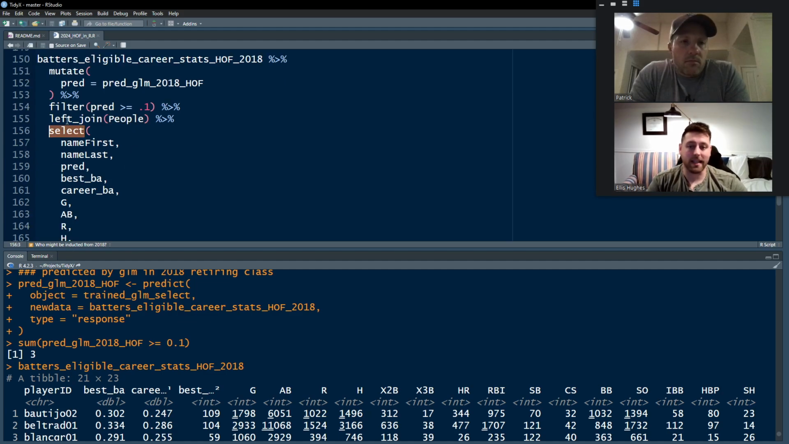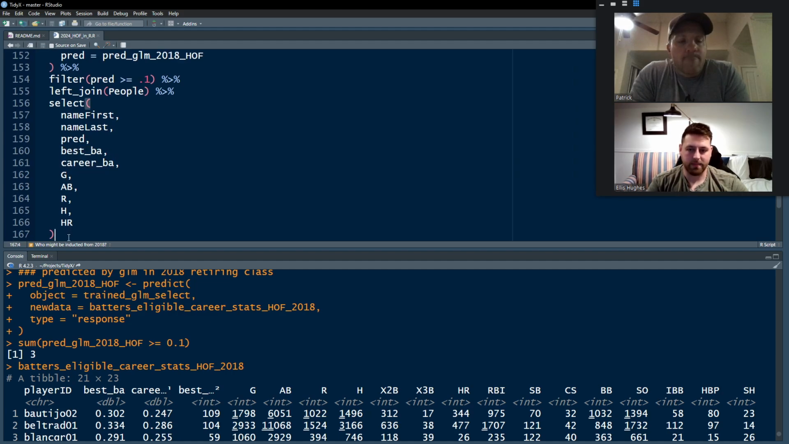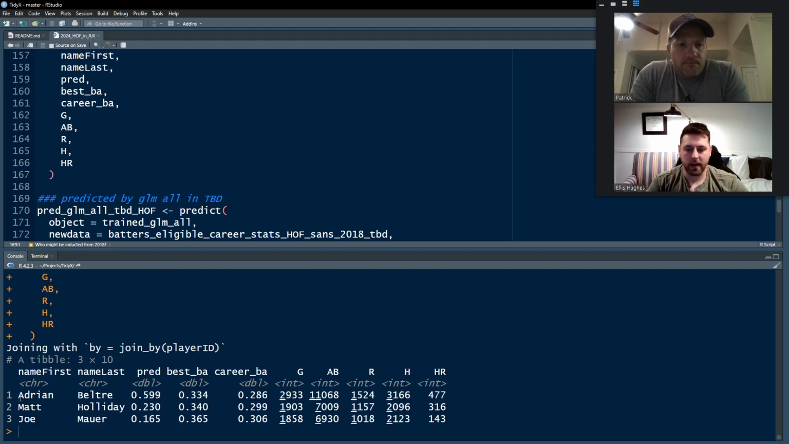And then I'm going to select to keep the first name, the last name, what was the prediction that we had them getting in, and then some of the stats that we looked at. So if we run that, Adrian Beltre has a prediction of 0.599. So we're fairly confident there's a high probability of this individual making it into the Hall of Fame based on their statistics. Again, Matt Holliday and Joe Mauer.